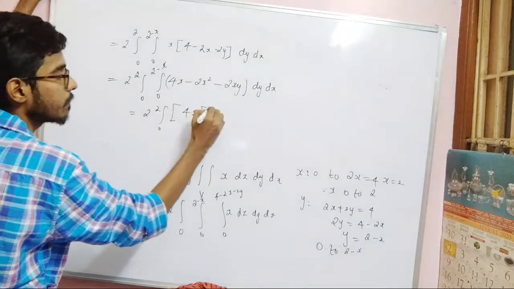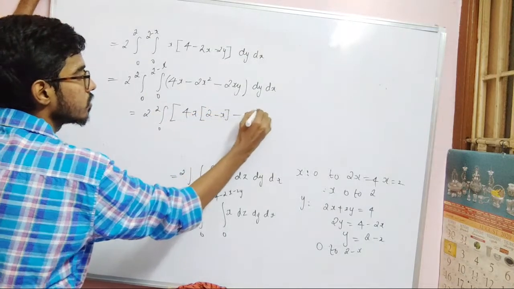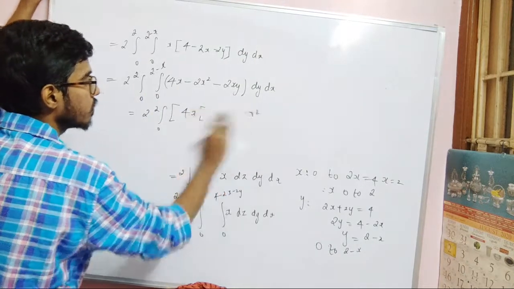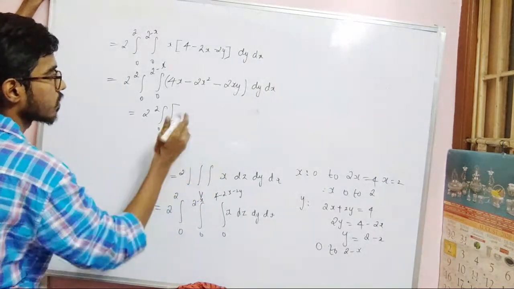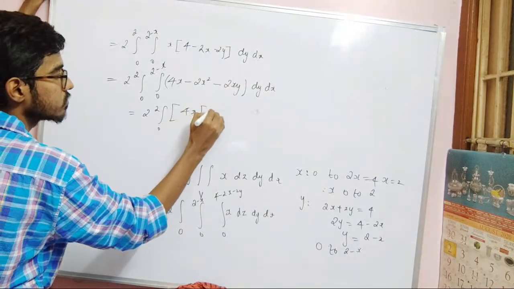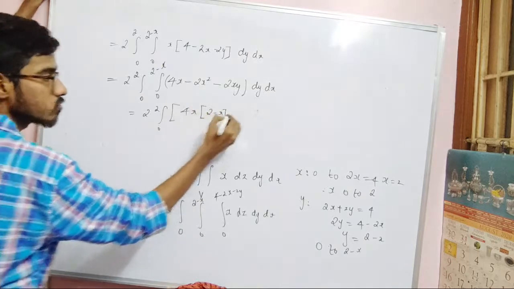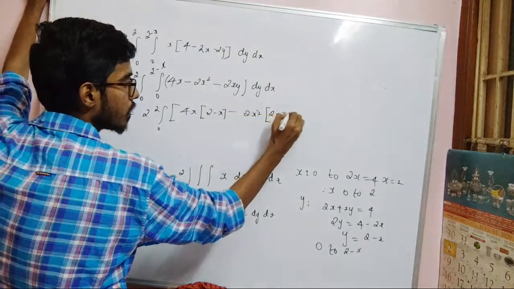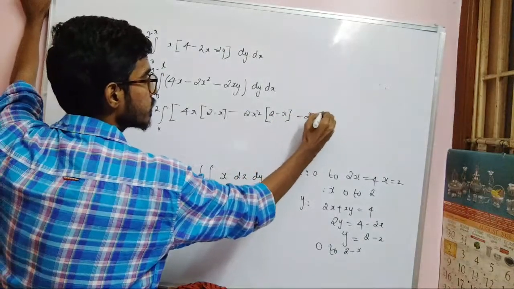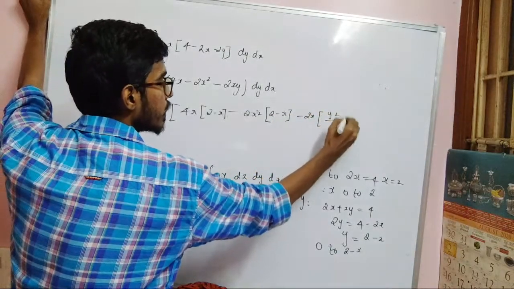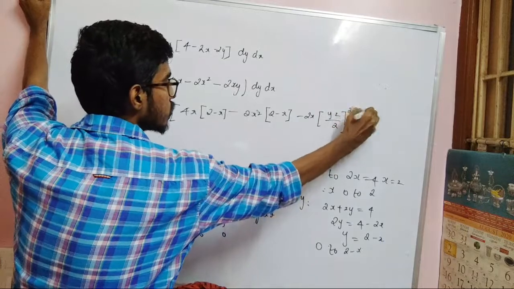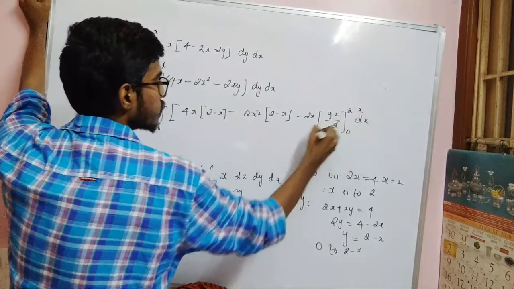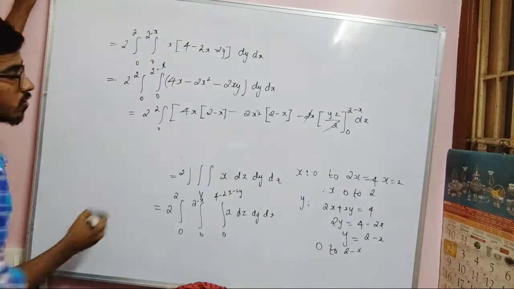When I substitute the upper limit, we will have 4x times (2 minus x), because integral dy is y. Again 2x square is constant, and integral of y dy is y square by 2. So the upper limit is 2 minus x, minus 2x y square by 2, from 0 to 2 minus x, dx. This two will get cancelled.